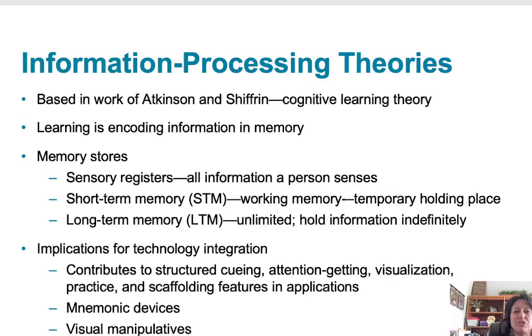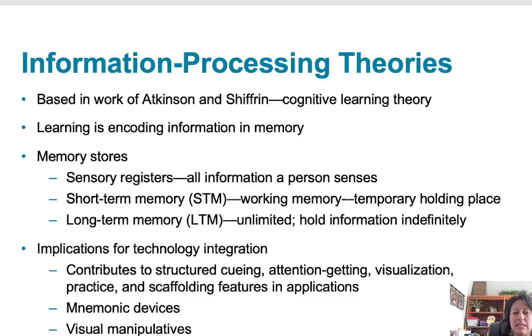There's also the information processing theories, and this is going to be done by Atkinson and Shiffrin, and they're sometimes called cognitive learning theories. And this is learning is encoding information into your memory. And so you have memory stores in your brain, and you've got these sensory registers, and that is all information that you can sense. And then you have your short-term memory, sometimes called your working memory, and it's sort of that temporary holding place. And then long-term memory, this is unlimited space and can hold information indefinitely.